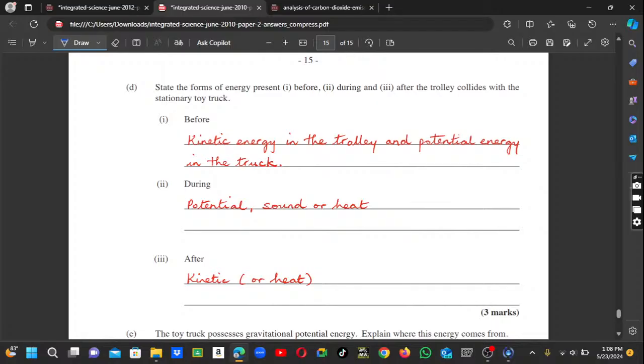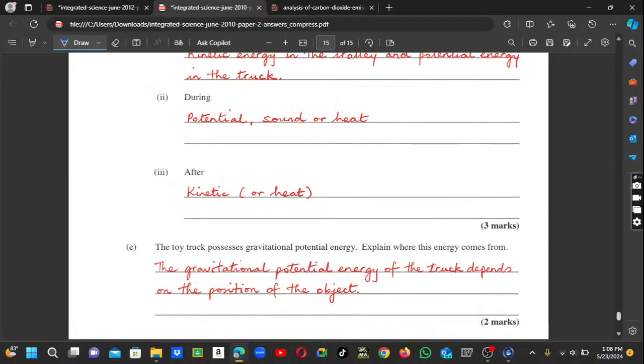So during the collision, between the trolley and the truck, we would have seen sound or heat between those two, right? And after, there would be heat. So we're talking about before and after.